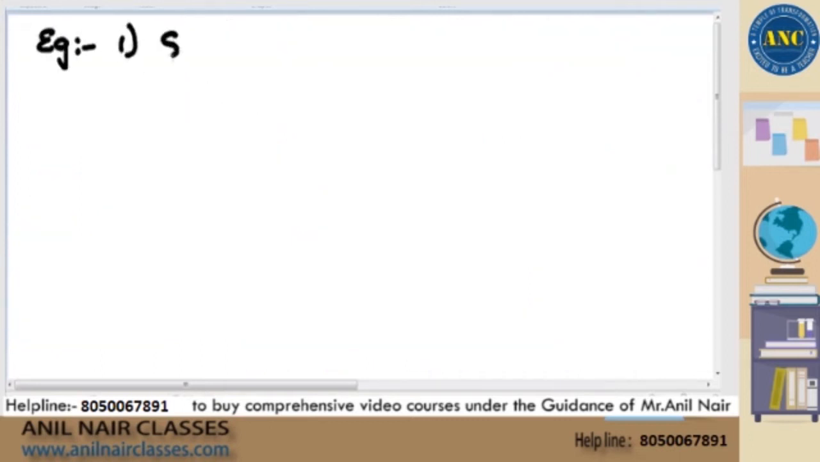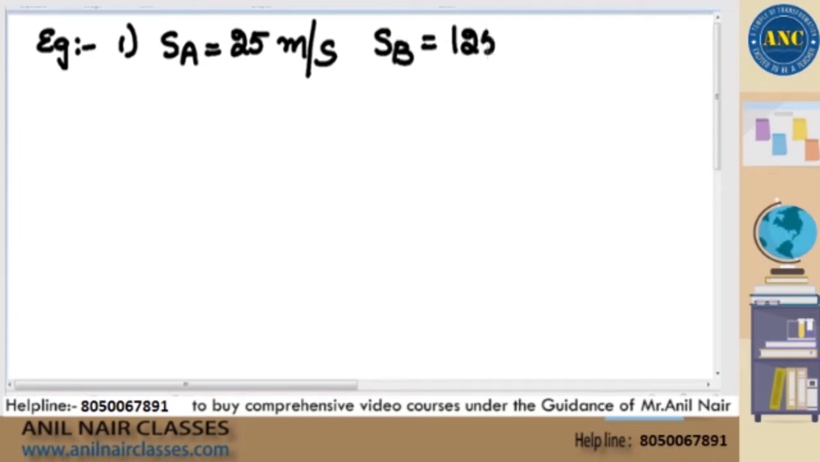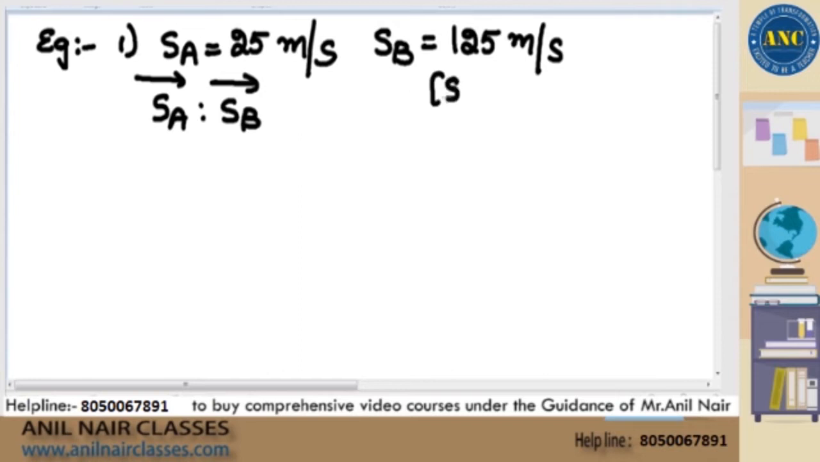Example 1. SA is equivalent to 25 meters per second. Listen carefully to this question. SB is equivalent to 125 meters per second. Length we don't require. From now onwards, I will write arrows so that you will understand. If both are traveling in the same direction, I mention it on one side. Same direction. The question is the number of distinct meeting points.